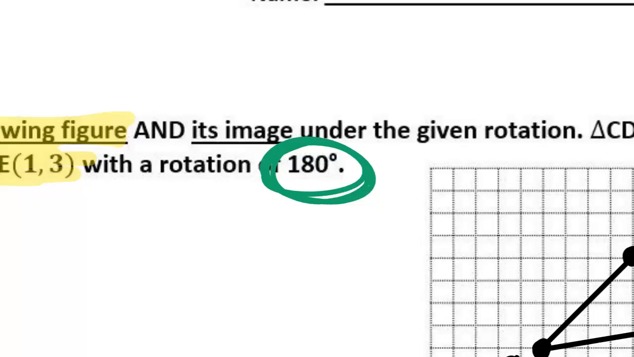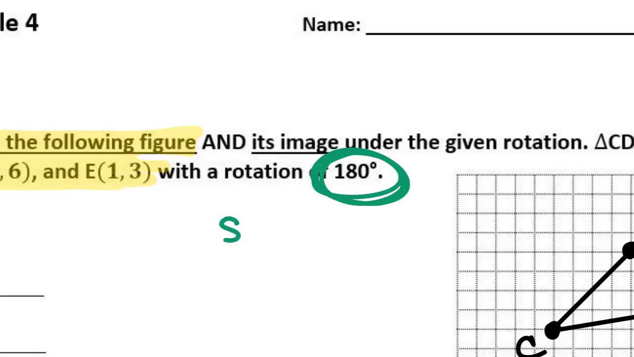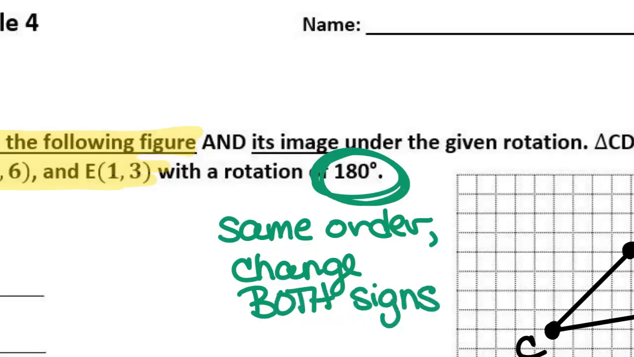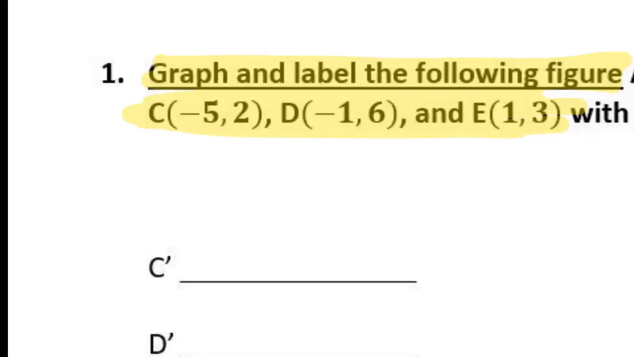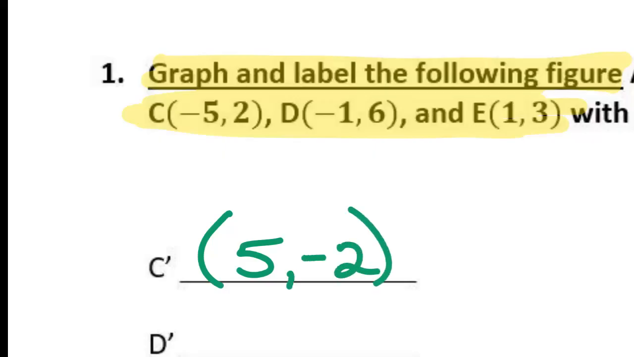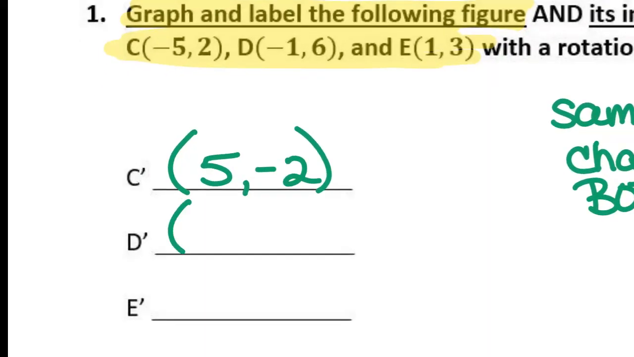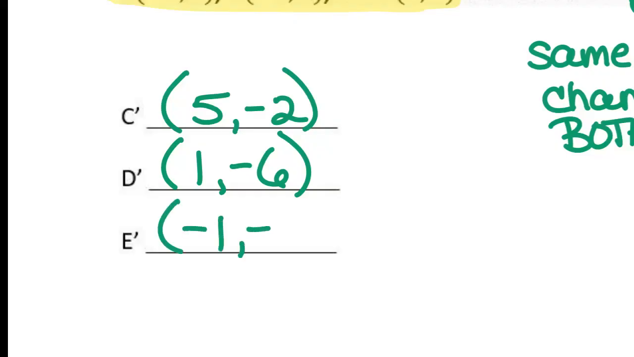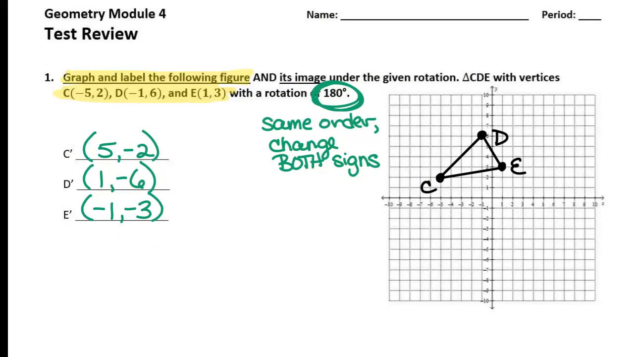That is 2 quadrants. To rotate 180 degrees, you leave the ordered pair in the same order, but you will change both signs. So C was -5, 2, which means C prime is +5, -2. D was -1, 6, so D prime is +1, -6. And E was 1, 3, so E prime is -1, -3.